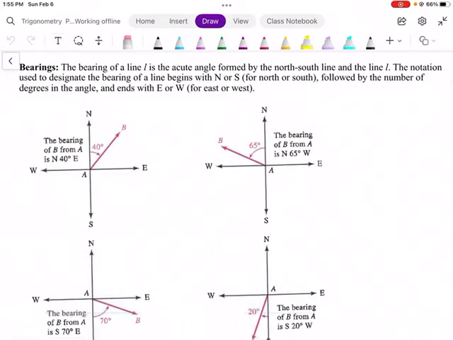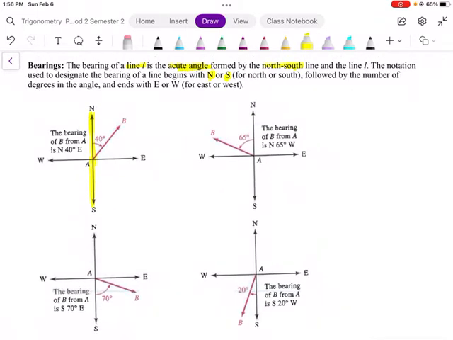To start off with, we're going to go over what bearings are. The bearing of a line L is the acute angle formed by the north-south line. So we're always going to be measuring from either the north or the south line when we're talking about bearings. The notation used to designate the bearing of a line begins with N or S. So it's either going from the north direction or coming from the south direction, followed by the number of degrees in the angle, and it ends with east or west to tell us what way they are going.